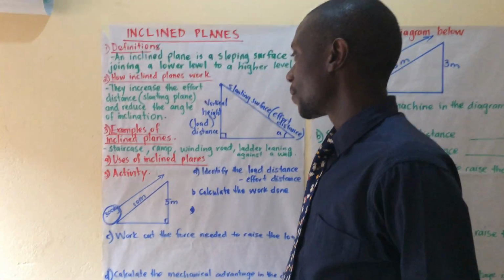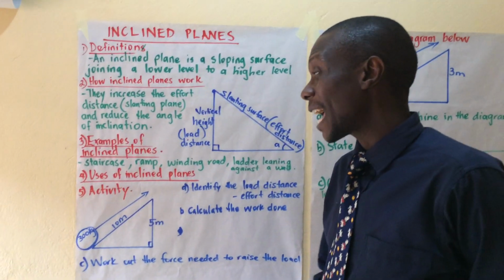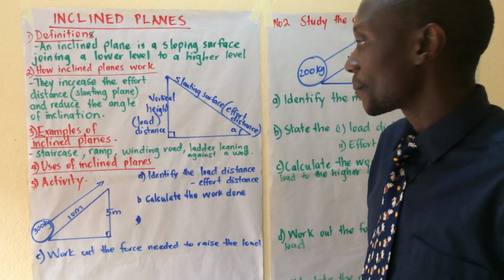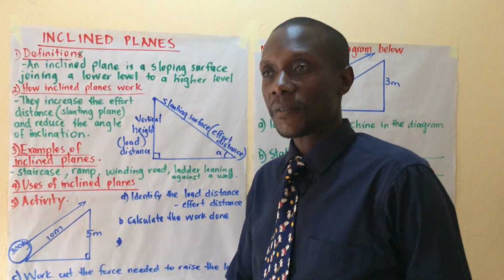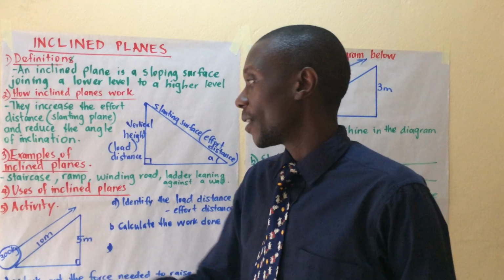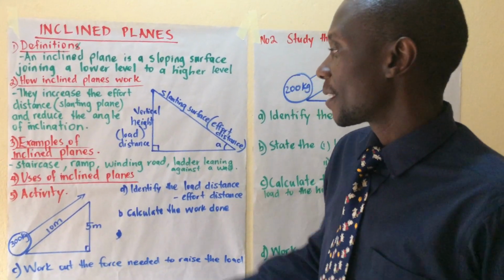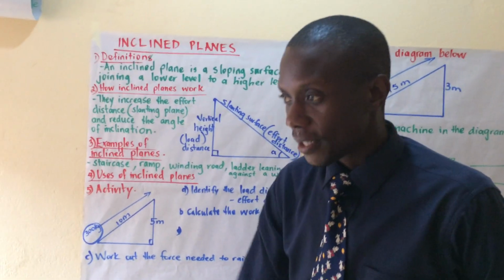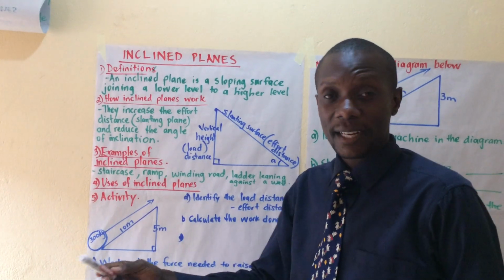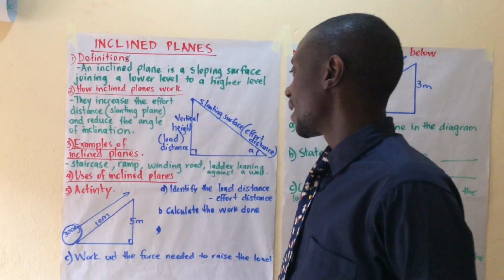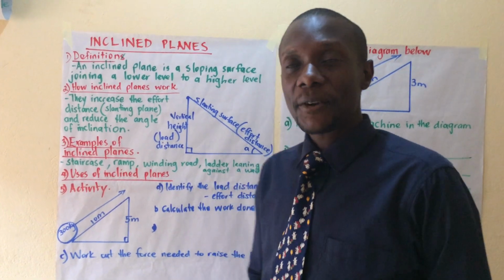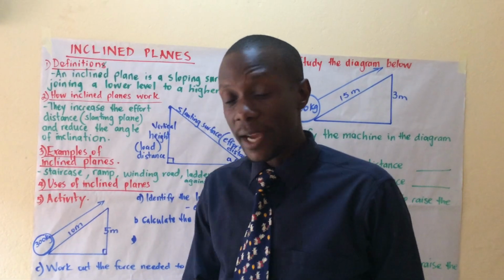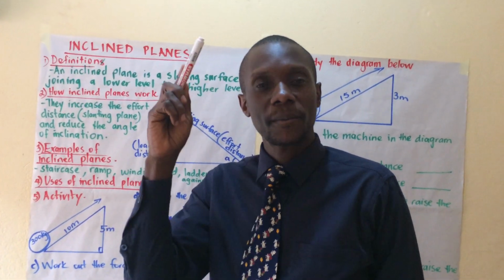Examples of inclined planes: we have got a staircase, a ramp, a winding road, and a ladder leaning against the wall. A staircase, those steps that lead us from one floor of a building to another, is an example of an inclined plane. A ramp is that piece of wood that you put from the road onto a truck when you're loading things onto a truck or a lorry. Then we have a winding road. Winding roads are usually found in places that have steep hills, and the winding road enables you to move from the bottom of the hill to the top of the hill.